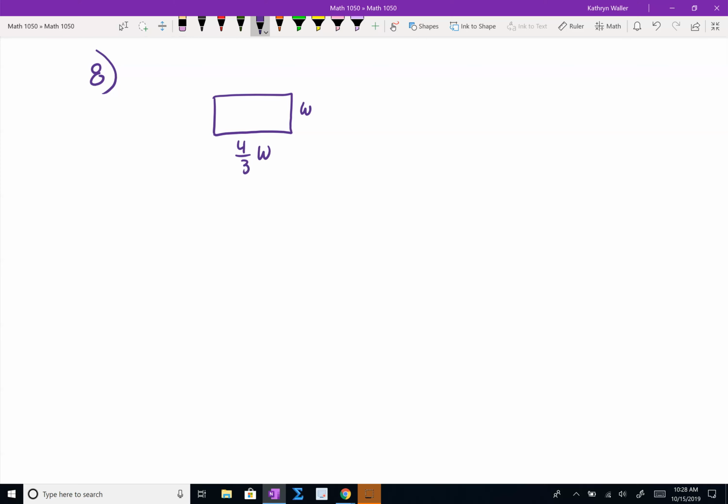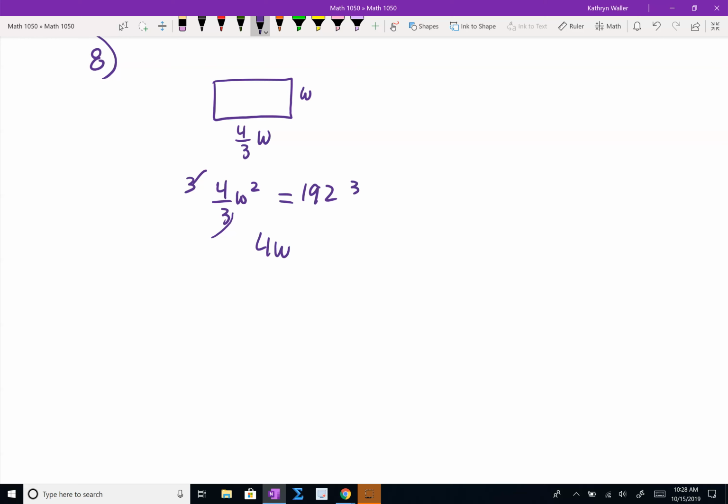It needs to be enlarged, so the area is 192 square meters. What are the dimensions of the enlarged picture? Okay, so to find the area, it's just going to be 4/3 W times the other W, which is W squared, and you want it to be 192. Okay, so how do you get rid of the 4/3? Well, first we can multiply by 3. So then we have 4W to the second equals 576. Divide by 4. W to the second is 144.